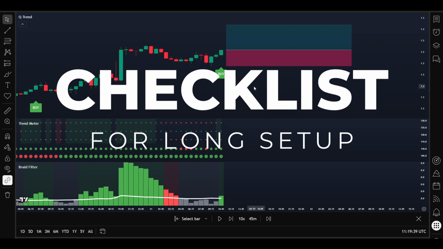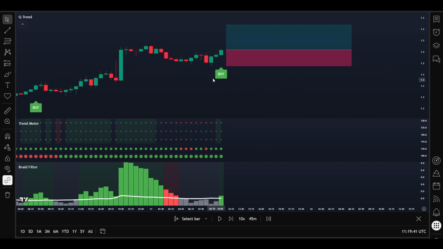Long setup checklist. First, trigger. QTrend prints a buy or a strong buy on a closed candle. Second, strength. On that same candle, the trend meter shows at least 5 green dots. Third, participation. On that same candle, the braid filter bar is green and it closes above its white average. When all 3 are true at the close, buy the next open, tuck the stop under the pullback swing low, and set the take profit at 1.5 R.